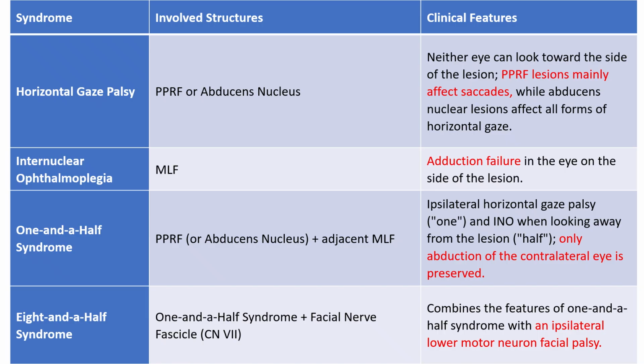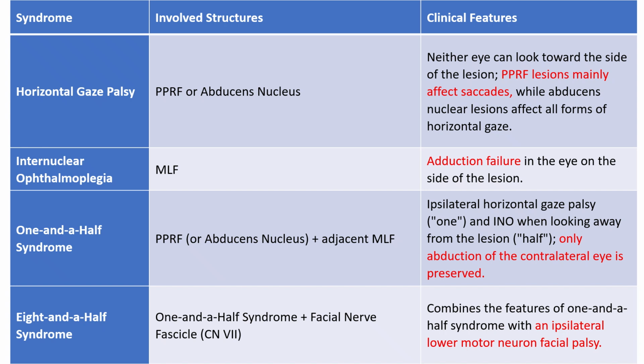So, the syndromes, involved structures, and clinical features. Horizontal gaze palsy: the structure involved is the PPRF or abducens nucleus. The clinical feature is that neither eye can look towards the side of the lesion. PPRF lesions mainly affect saccades, while abducens nucleus lesions affect all forms of horizontal gaze. Internuclear ophthalmoplegia: the lesion is at the MLF. It leads to adduction failure in the eye on the side of the lesion.